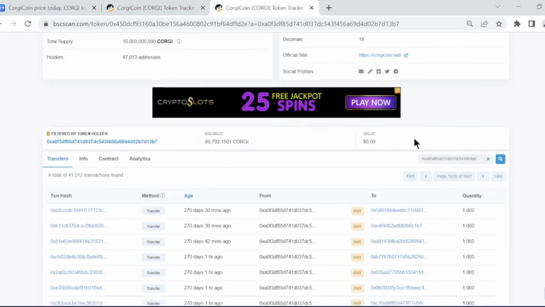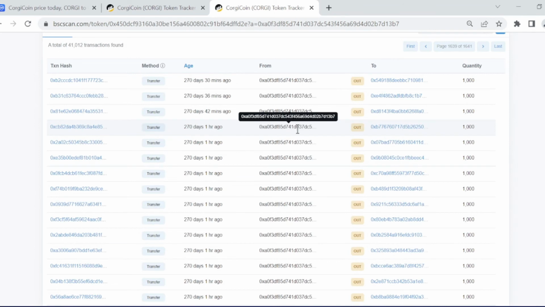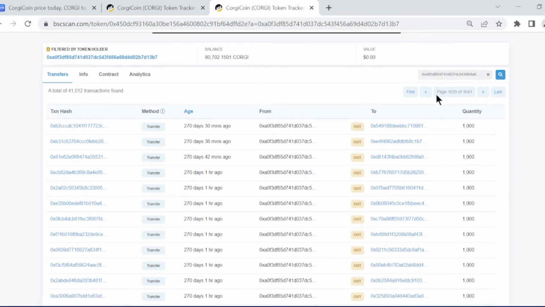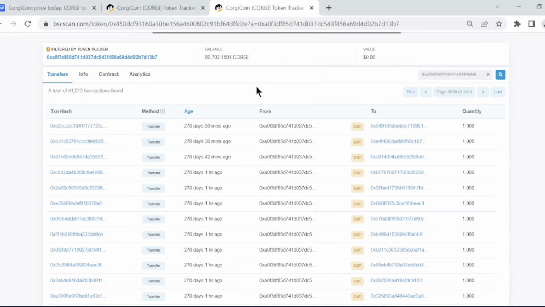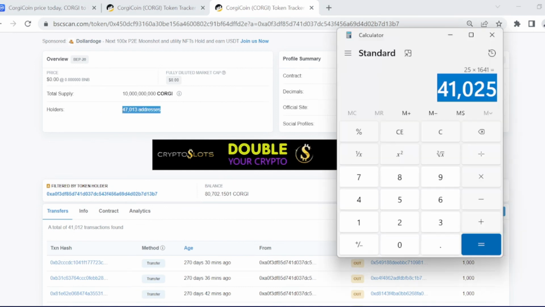Yeah, so it's pretty common for this address to do this. As I mentioned earlier, it's generating fake holders. Let me give you an idea of the number. It's 25, the number of transactions on the page, times 1,641, how many pages there are. And look at that number right here: 41,000 holders. If we go back up here, that's 47. So 41,000 of the 47,000 addresses on here are randomly generated by this address, or I want to say the developer, whoever's on that team. They're creating fake holders.